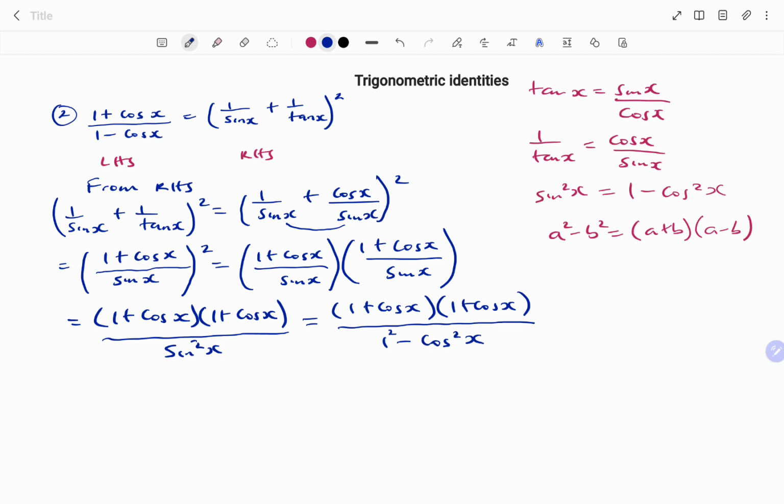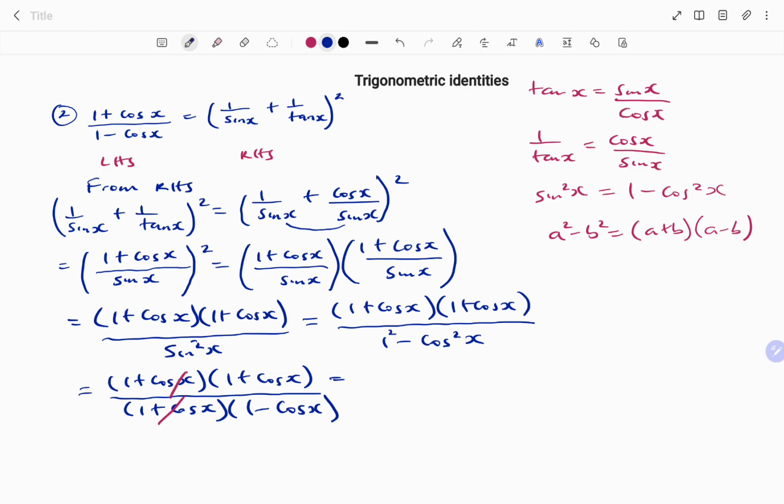So replacing that, we're going to have 1 plus cos x multiplying 1 plus cos x for our numerator, and our denominator, difference of two squares, we have 1 plus cos x, 1 minus cos x. This cancels. We are left with, at the top, 1 plus cos x, and at the bottom, 1 minus cos x, which is equal to our right hand side. So we've been able to prove the identity.